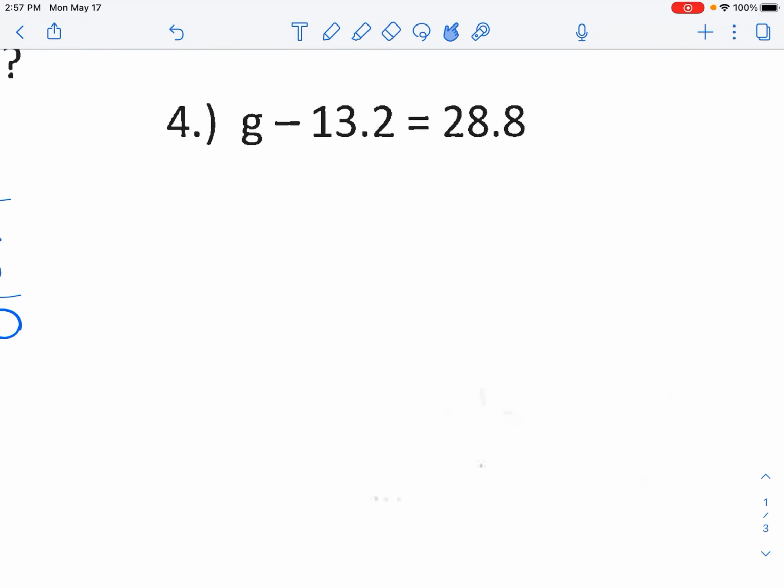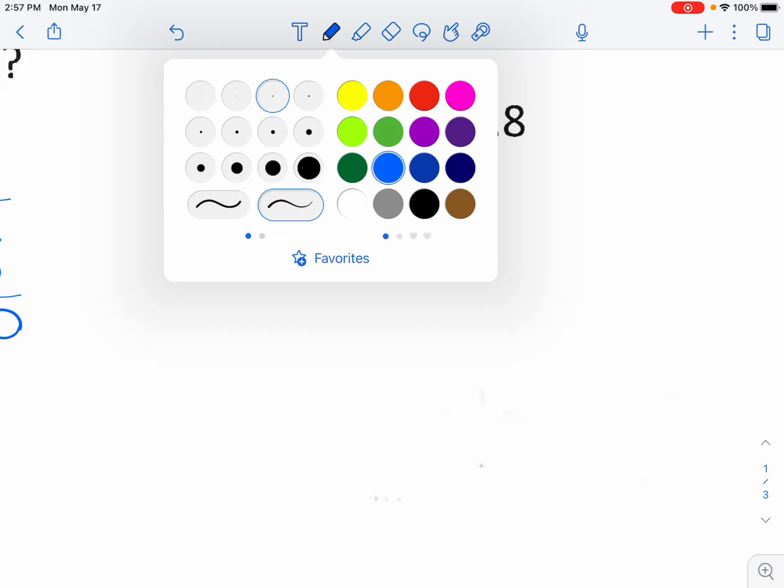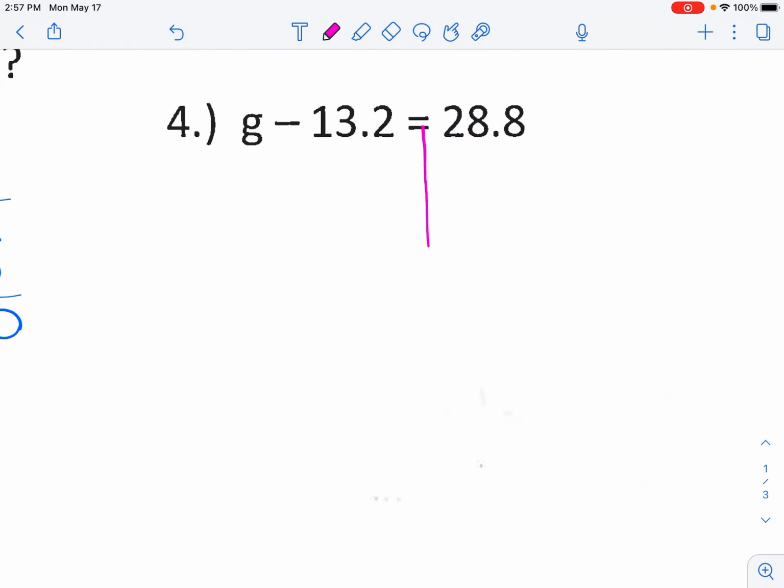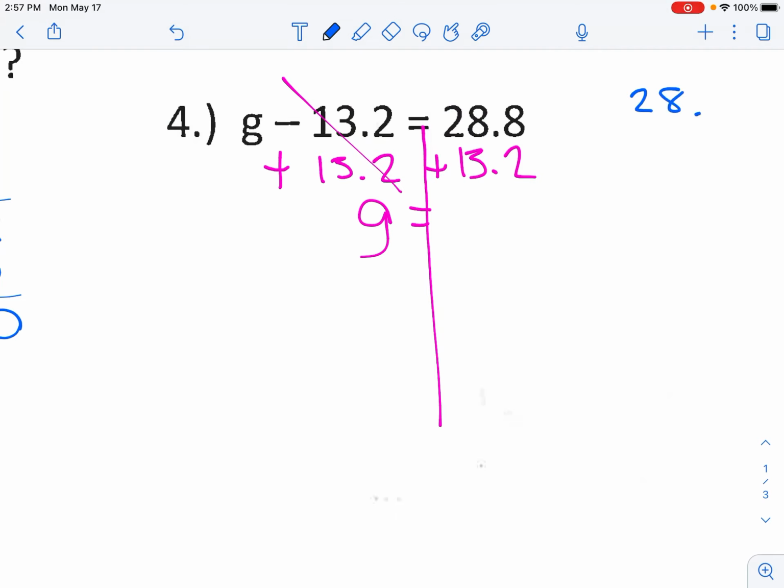What number minus 13 2/10 equals 28 8/10? So draw your mirror. The opposite, or the inverse operation, of subtraction is addition. So we're going to add 13 2/10 to both sides. Show me your cancellation. So G equals, I'm going to slide over here to do my math.